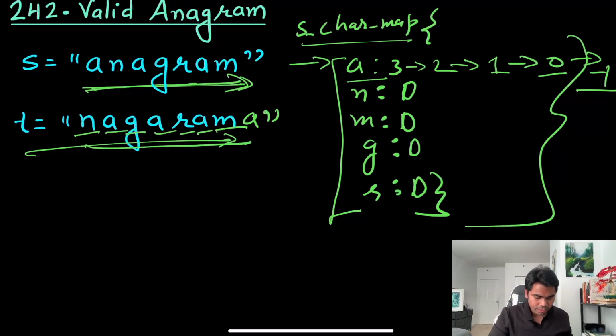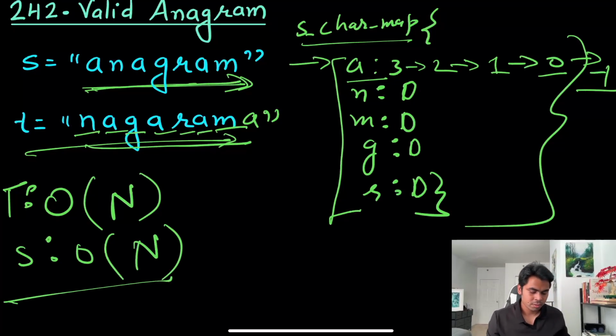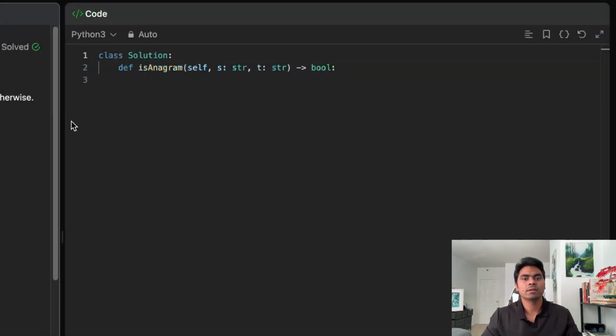So this will be O of n time complexity, and space would also be O of n. That's the maximum number of characters in S or T between both of those. So let's implement. It's an easy solution, right?